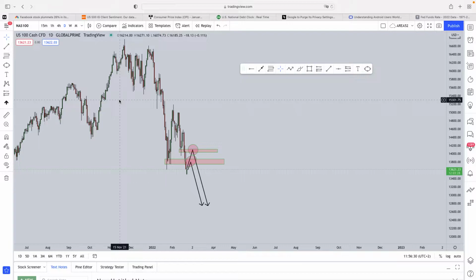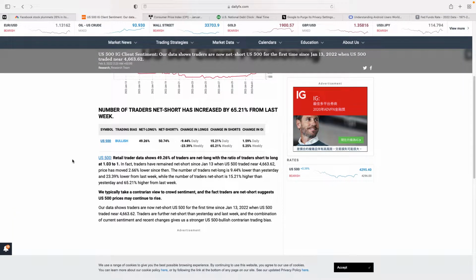With this week's report, we should see hedge funds starting to add some selling positions as well. Now, the sentiment data for the Nasdaq 100 is not available, so we are going to look at the sentiment data for the S&P 500, because this also gives us an indication in terms of what's happening with retail traders. This report tells us exactly what retail traders are doing in the market.